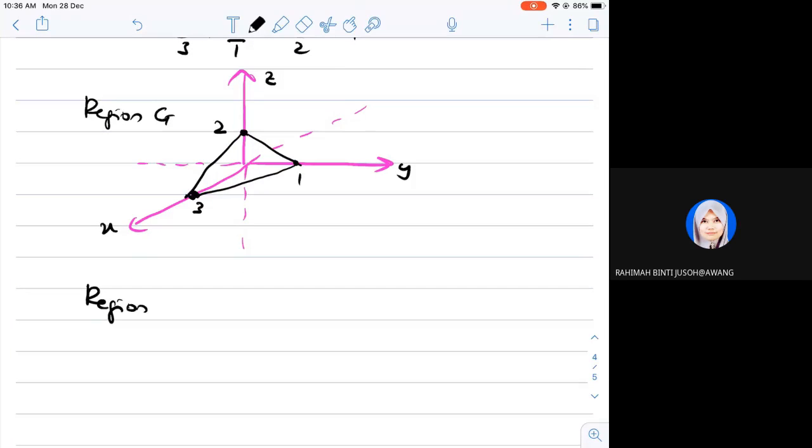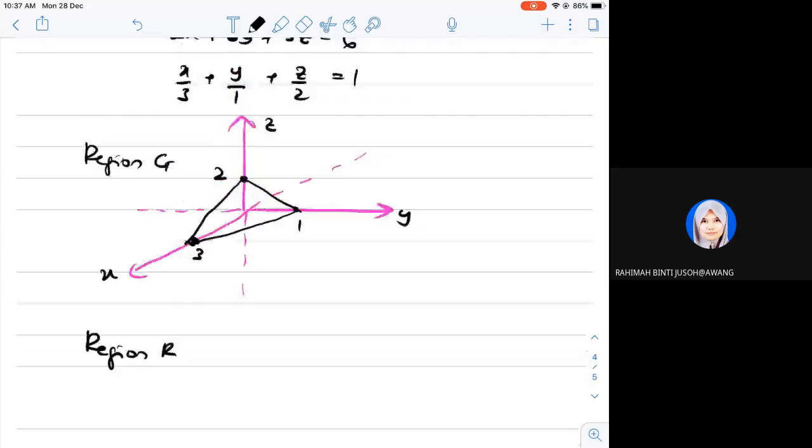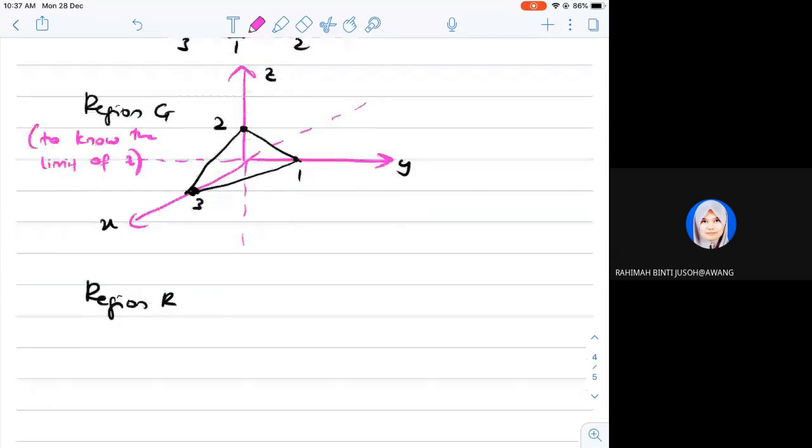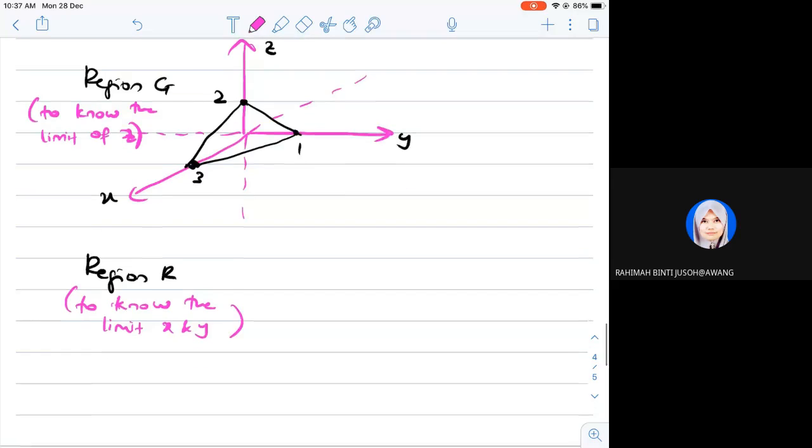Why do we have to sketch region R? Let me write a bit, guys. Why do we draw region G? To know the limit of z. Region R is to know the limit of x and y.